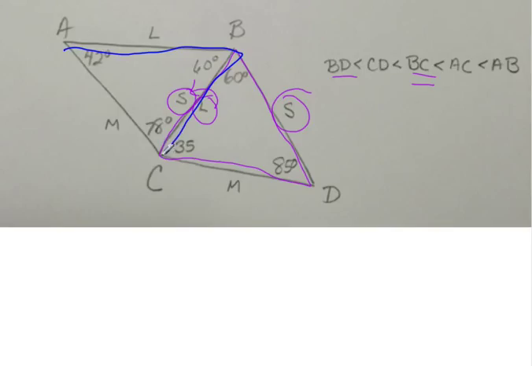And this one. So this is my smallest side. The next larger side is AC, and then after that, AB.